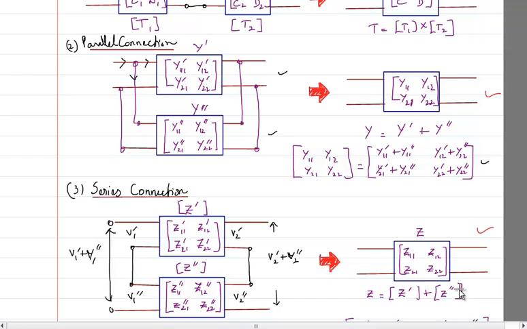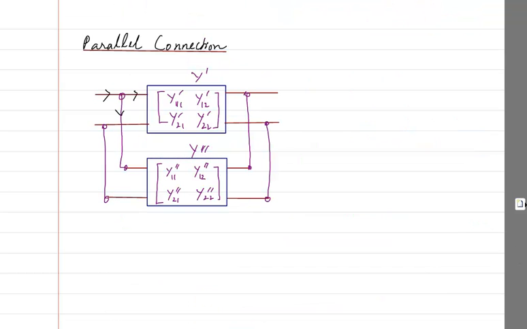Hello students. Next let us look at the proof of these two, that is the parallel connection and series connection. How do we get this as the answer? Let us look at the proof. The proof is very simple, it's not very complicated. So let us start with parallel connection.